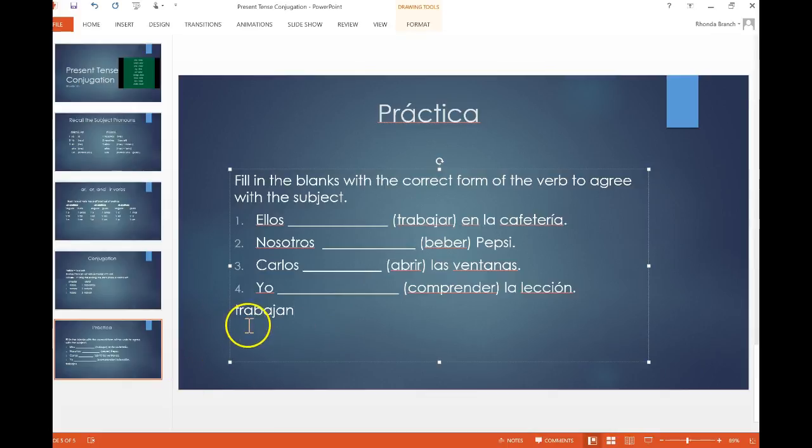So this would be our answer for number 1. Trabajan. Ellos trabajan en la cafetería. They work in the cafeteria. Not very difficult at all, is it? Let's look at number 2.